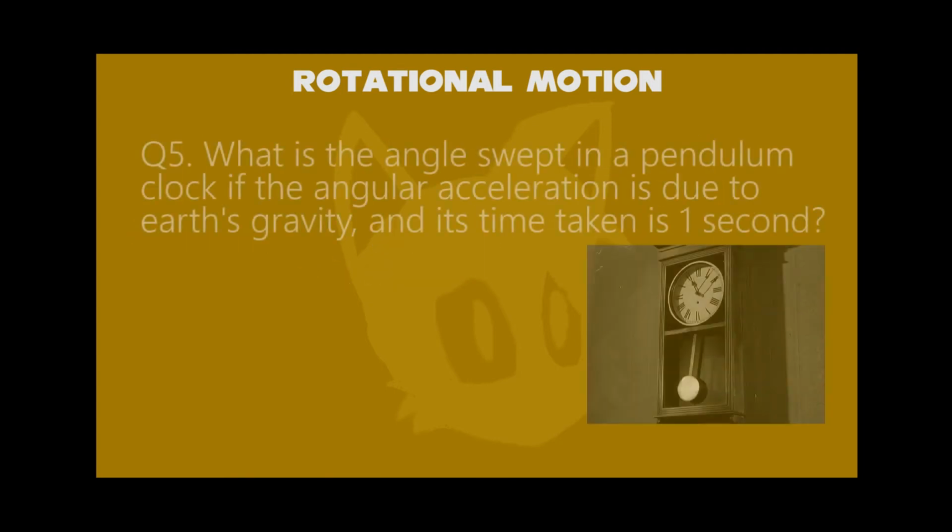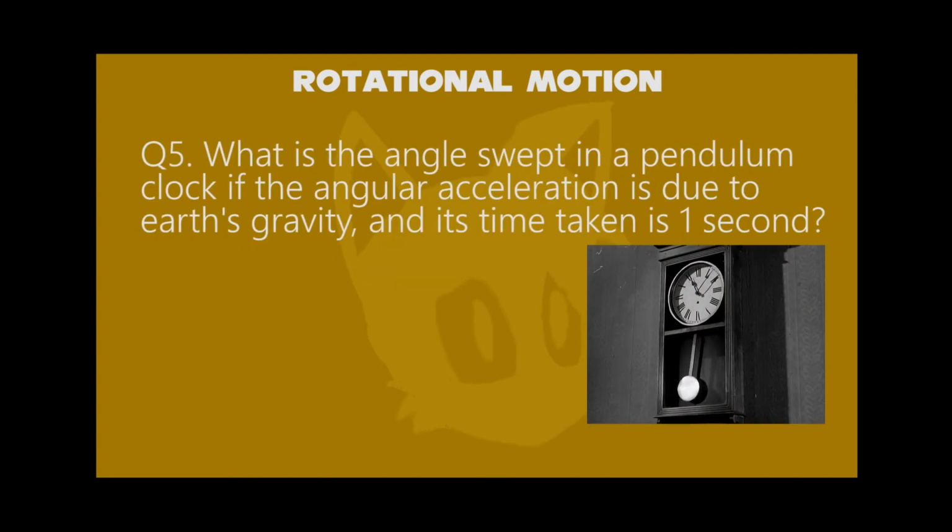Fifth question, what is the angle swept in a pendulum clock if the angular acceleration is due to Earth's gravity, and its time taken is 1 second? The answer is 4.9 radians, since the initial velocity is at rest.